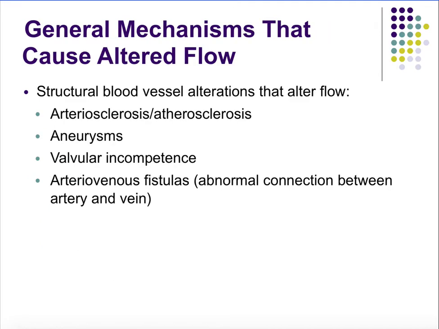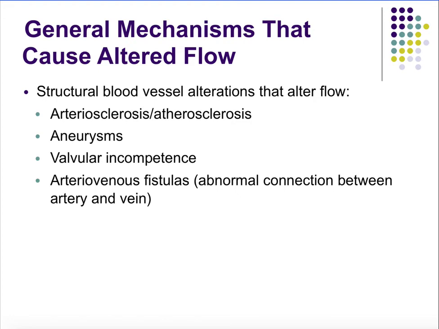Now what I want to discuss are things that can alter blood flow. So structural changes to our blood vessels that might alter blood flow. And those include arteriosclerosis slash atherosclerosis, which we'll discuss in more detail, and aneurysms, which is something we will also discuss at the end of this chapter.